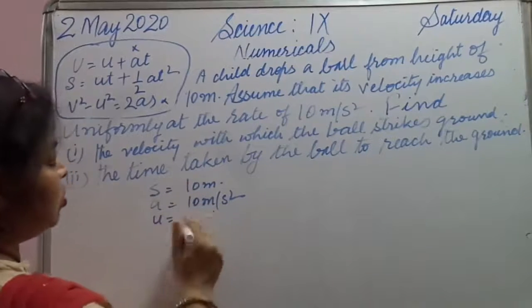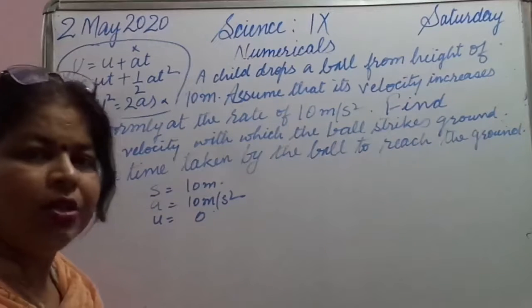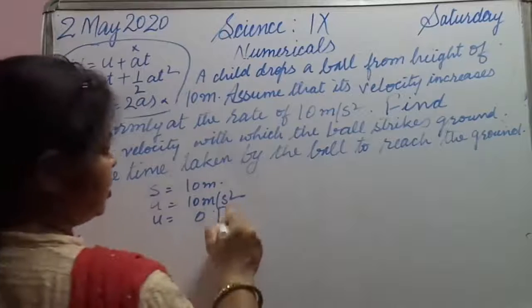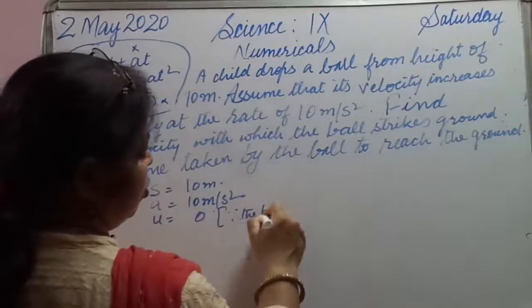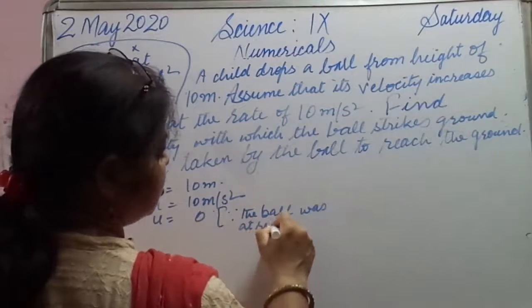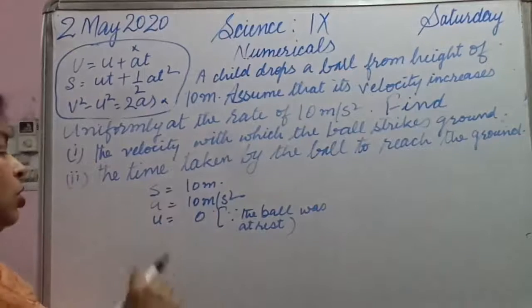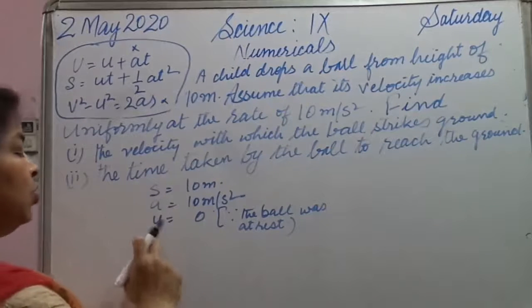Sorry, 0, not 10. 0, because the object was at rest. I'll write here, since the ball was at rest before falling down. Okay. Now you have S, you have A, U, V.